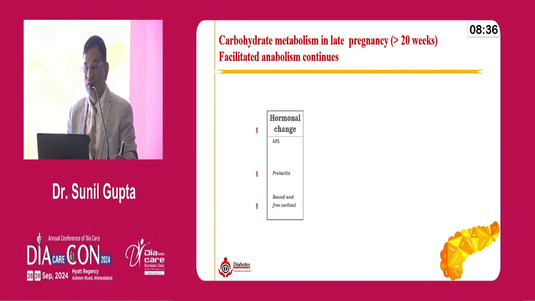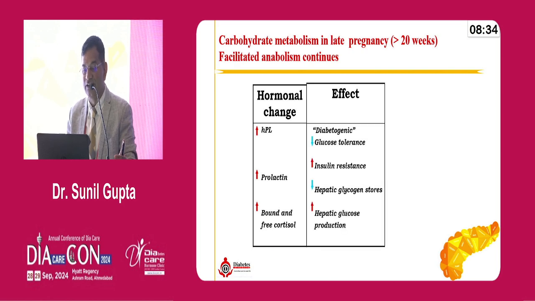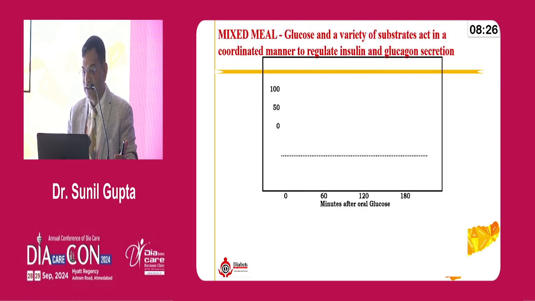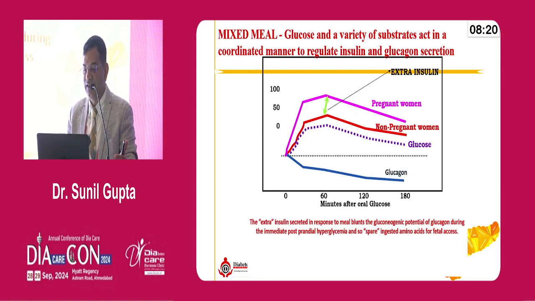So carbohydrate metabolism: after 28 weeks, you have HPL and prolactin, and there's a diabetogenic stress, which causes increased hepatic glucose production and hyperglycemia. And this is a mixed meal test, which will show you glucose in the non-pregnant state versus the pregnant state. In pregnancy, extra insulin is required from the beta cells. If you fail to do that, you develop GDM.